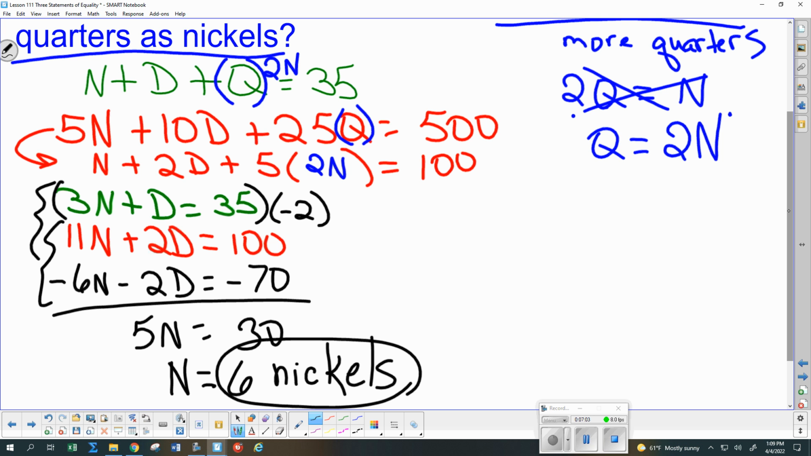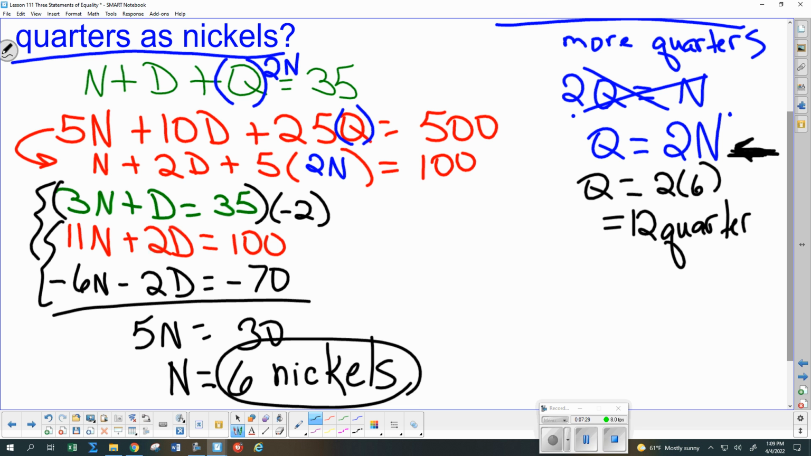But that's going to still have two things in it that I don't know. Can you find anything that just has N and one other letter in it? So if we plug into that, how many quarters do I have? So we use that to come up with 12 quarters. Now we know nickels and quarters.